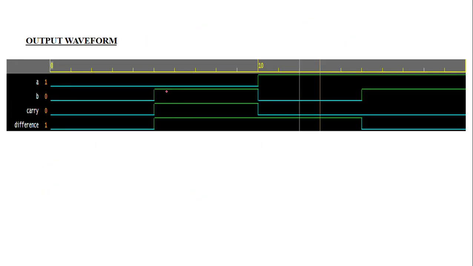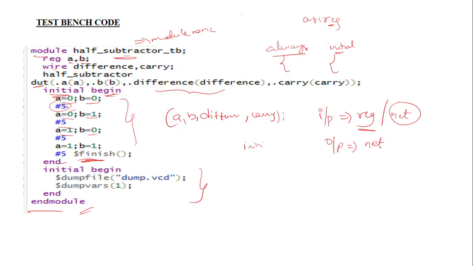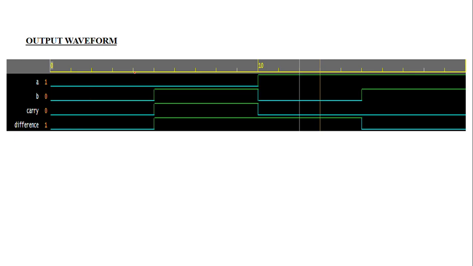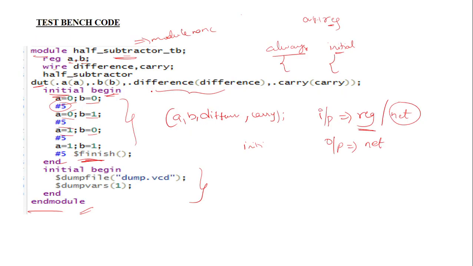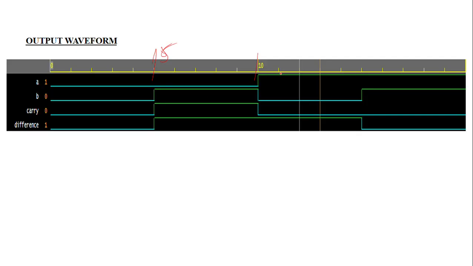After the execution, the waveform looks like this. Here you can see the first 5, before 5 time units, the value is like this. After 5, A is equal to 0 and B is equal to 1. After 5 it will be changed again. Then again after 5 time units, it will be changed. After 5 the simulation will be stopped. So we have to understand that. After the finish statement, the execution will be stopped and the simulation will end.